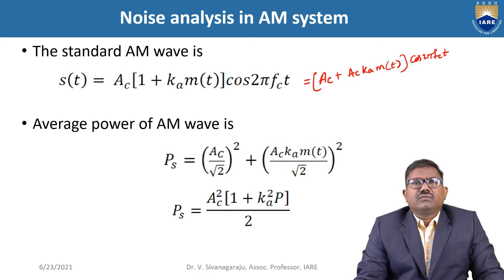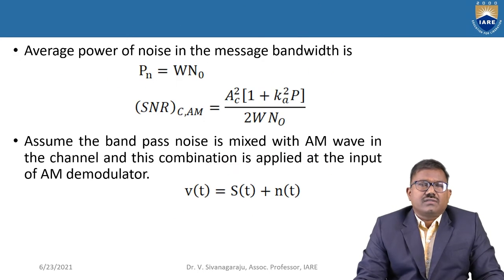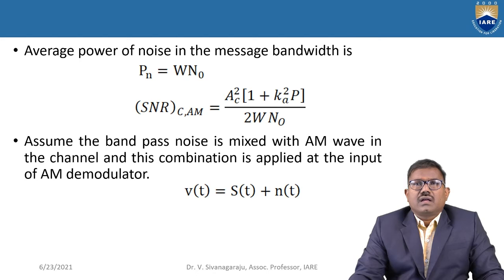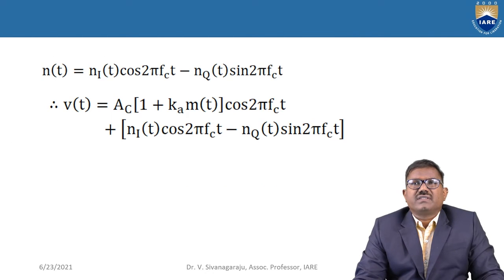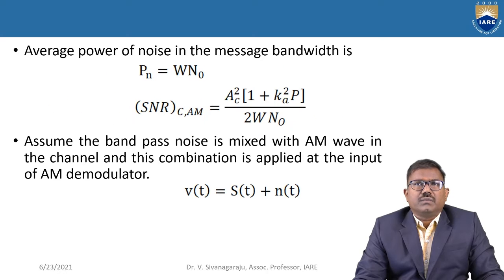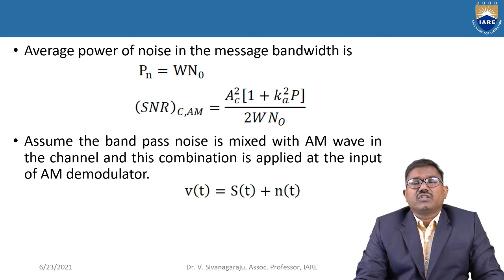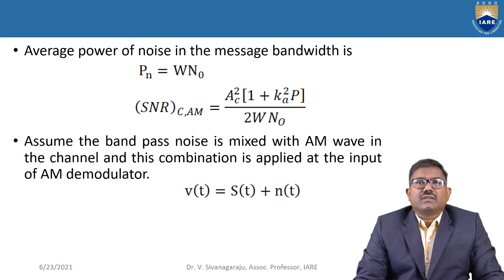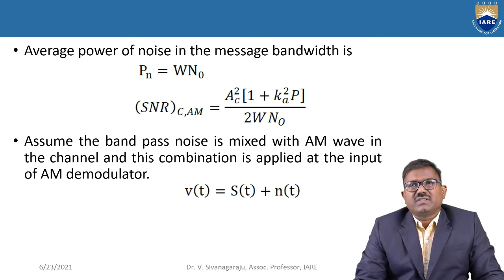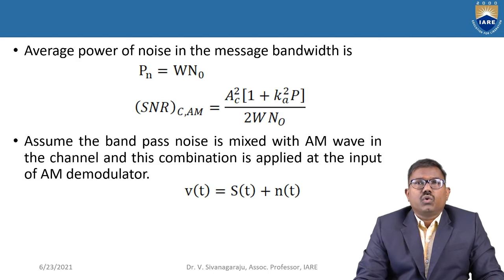And you take another one, which is noise. The average power of noise in the message bandwidth is W N naught. We know that the message bandwidth is 2W and noise spectral density is N naught by 2. So those two are going to cancel. Finally, we get the noise power in the message bandwidth as W N naught.